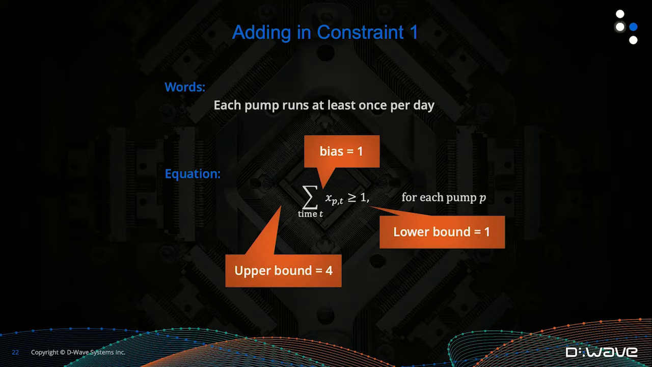And it has an upper bound. This upper bound should actually be 2 because we have 2 time slots. So if you think about this where we were summing across the rows, if both of the time slots we were using the pump, the maximum value it could take would be 2. And so this upper bound should be 2.